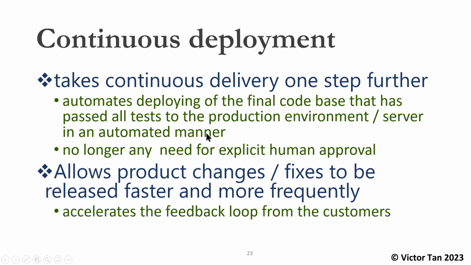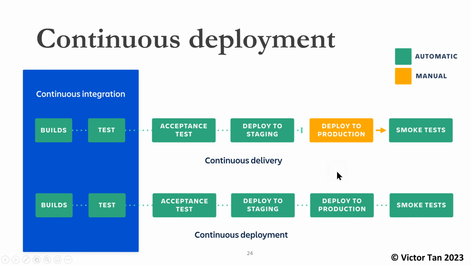So continuous deployment obviously is the fastest. It allows product changes and fixes to be released faster and more frequently, and also accelerates the feedback loop from customers. So obviously, if you are getting out your latest features or your latest bug fixes to your customers very quickly, then your customers will be happy. Your customers will say, oh, I noticed there's a problem with your app. The customer sends in an email, 5 minutes later, the bug is fixed already. Holy crap, how fast is that? Most companies will take 3 or 4 days to work on a bug fix, but in this company, the bug fix is done in 5 minutes. Okay, so that is done through continuous deployment.